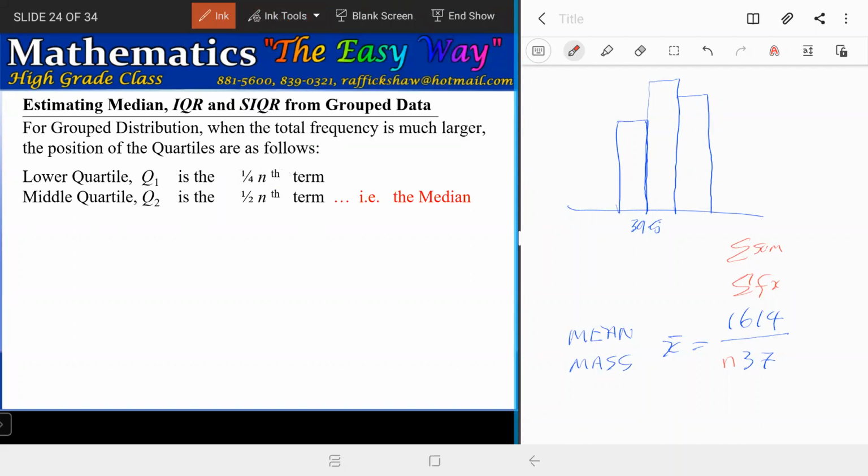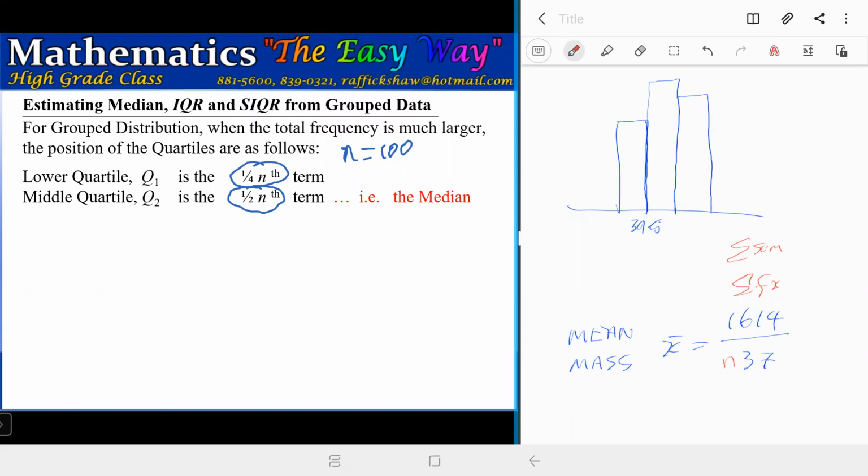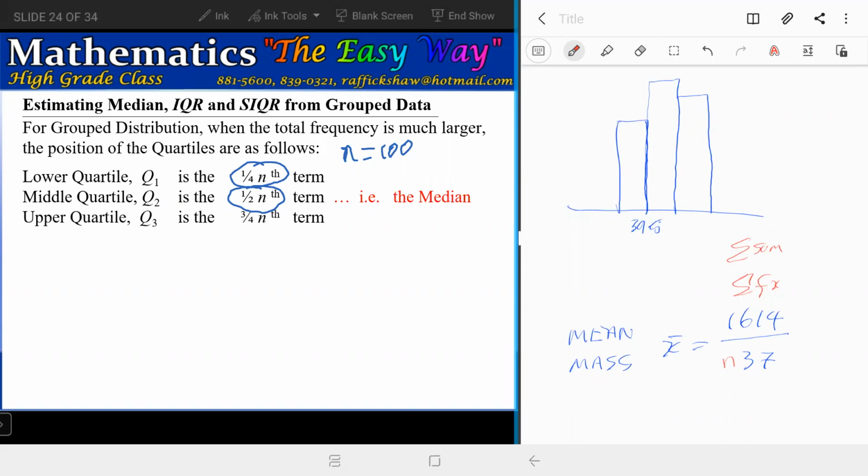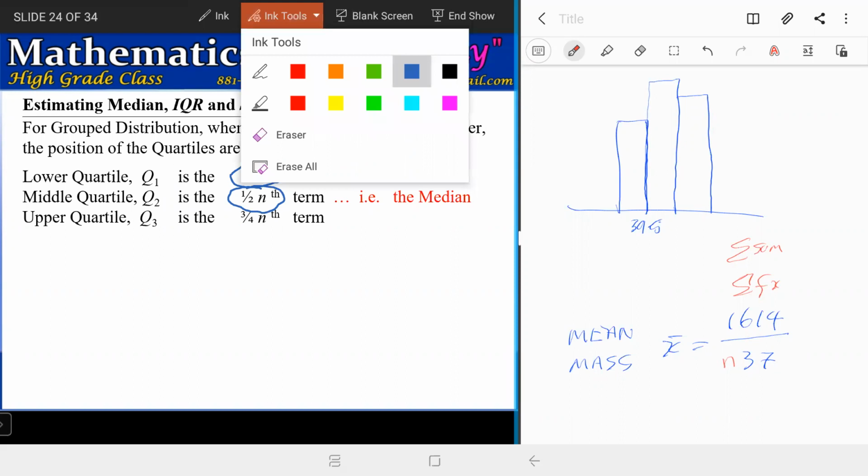This is saying that if n was equal to 100, and 100 pieces of data, then the position of the first quarter will be the 25th term. And the position of the median, second quarter, will be the 50th term. And the upper quartile will be 3/4 of n, in that case the 75th term. All right. And these are the positions of the quartiles.